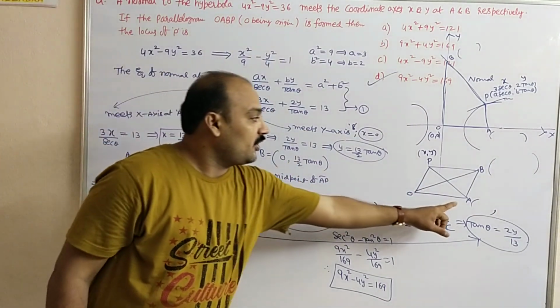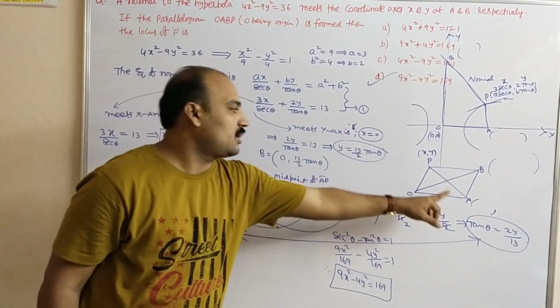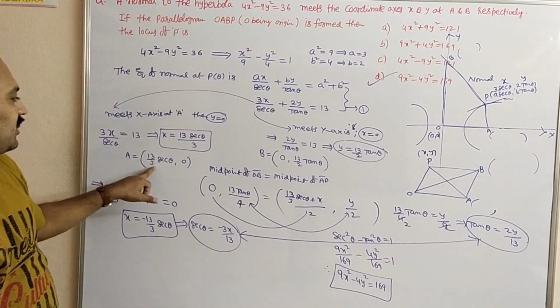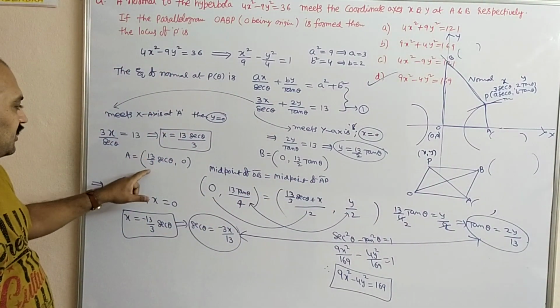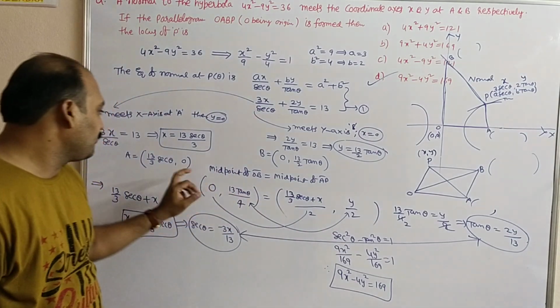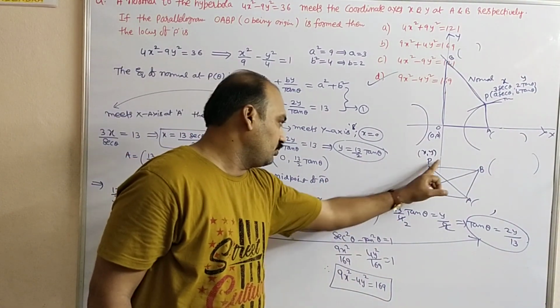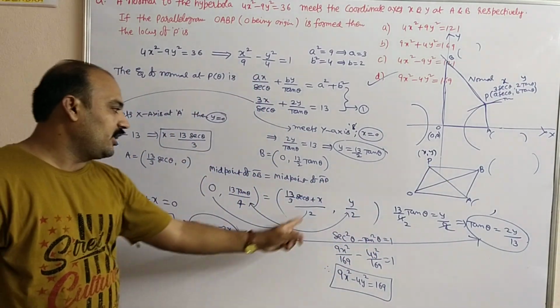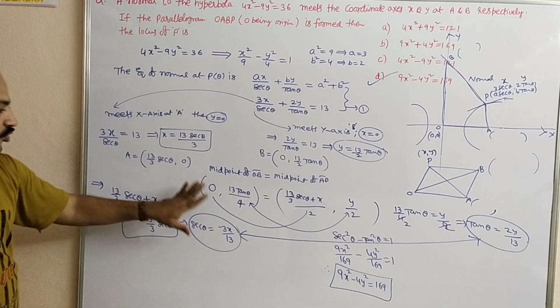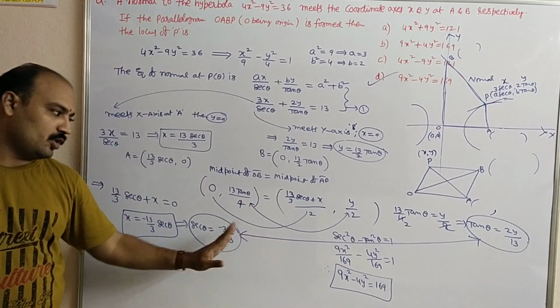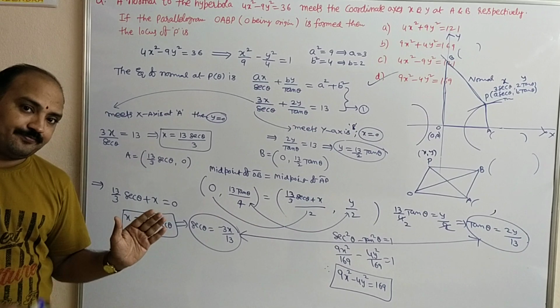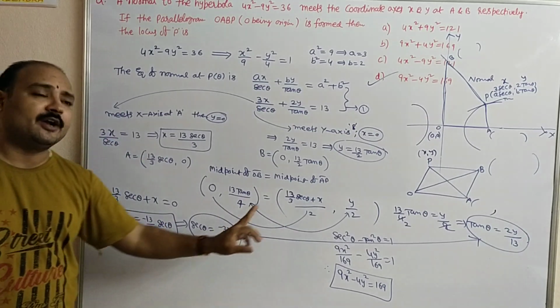After that, midpoint of A and P. P point is x comma y, A point is 13 by 3 secant theta comma 0. 13 by 3 secant theta plus x by 2. 0 plus y by 2. After that, equating x coordinate and y coordinate. After equating x coordinates and y coordinates both sides, get the values of secant theta and tan theta.